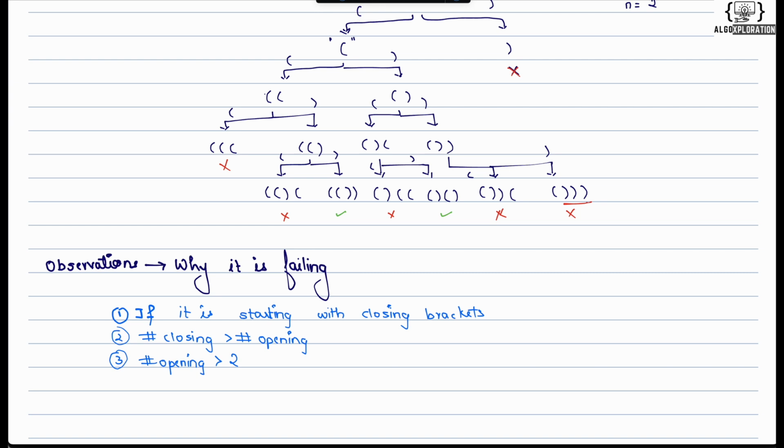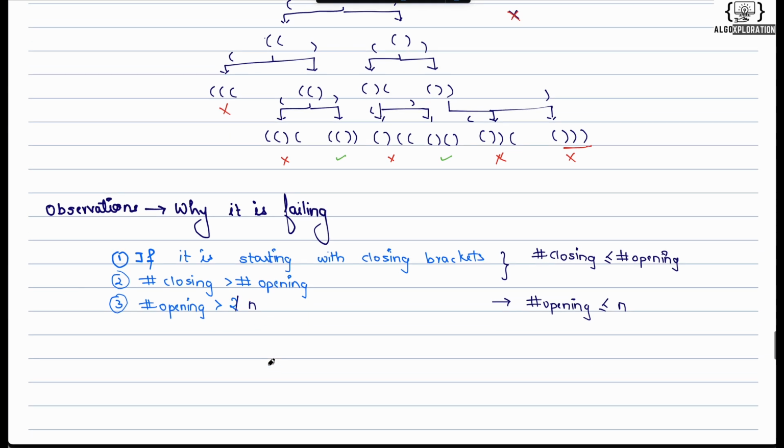So the conclusion would be, observing these two, the number of closing should be lesser than or equal to the number of opening. And the number of opening should be lesser than or equal to 2, or let's say n. So these are the two observations.